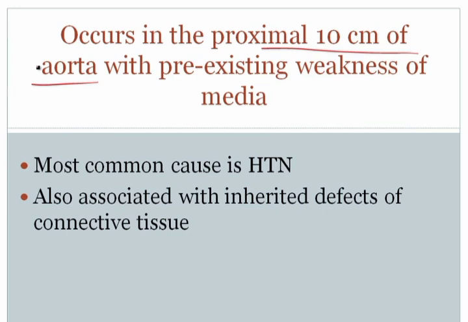Principle number two is that you're not going to get a dissection even within the first proximal 10 centimeters unless you have pre-existing weakness of the media. This is very important. You must have pre-existing weakness of the media. So then the discussion arises, how could you get pre-existing weakness of the media? And if you understand this, then you understand the causes of aortic dissection.